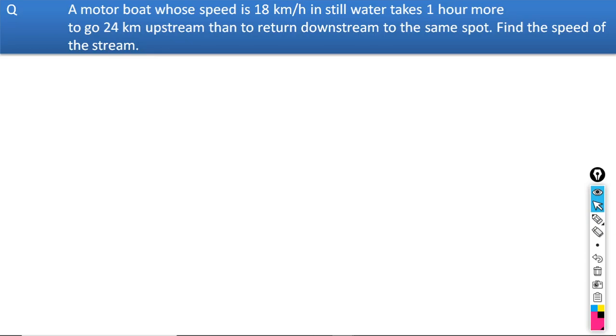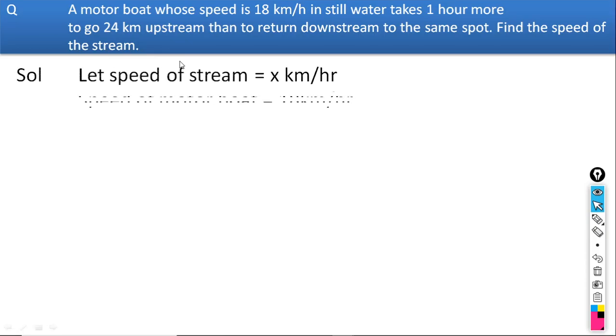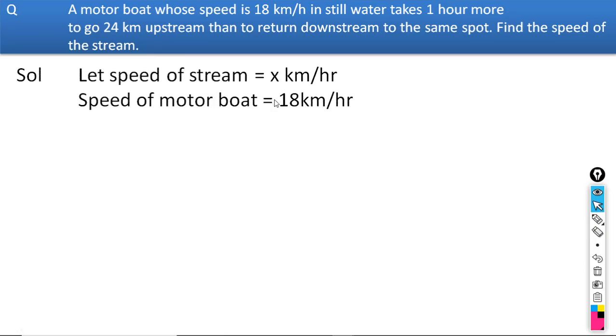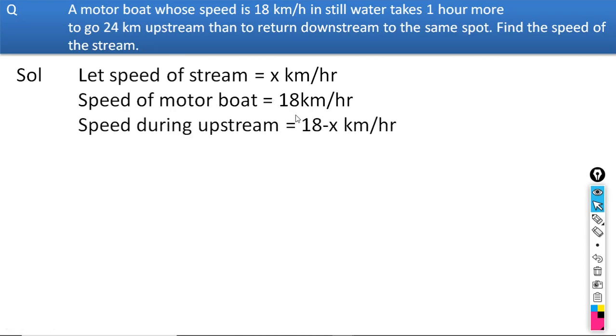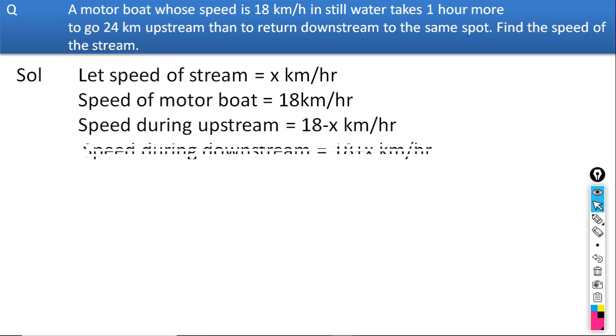Let us discuss a problem of upstream and downstream. In this problem, a motorboat whose speed is 18 km per hour in still water takes 1 hour more to go 24 km upstream than to return downstream to the same spot. Find the speed of the stream. So the speed of the stream we are going to consider x, and the speed of the motorboat in still water is 18 km per hour. During downstream the speed will be 18 plus x, and during upstream it will be 18 minus x.